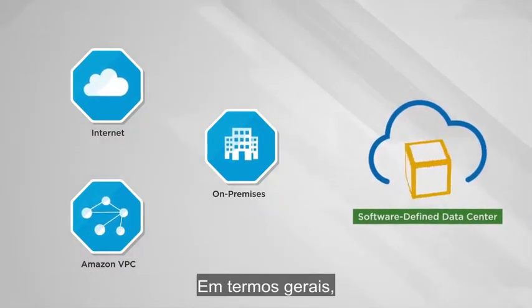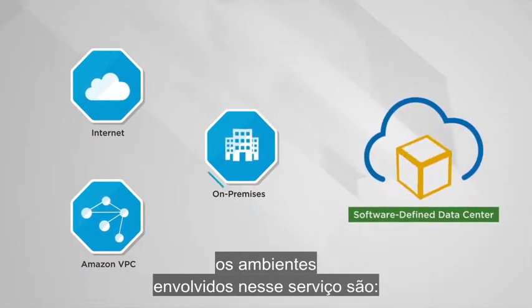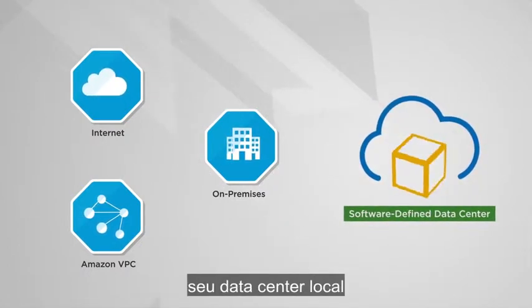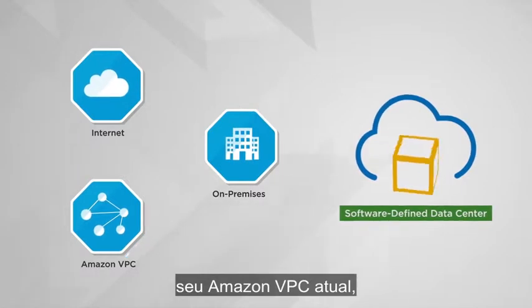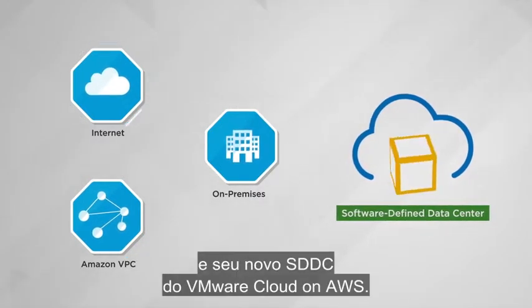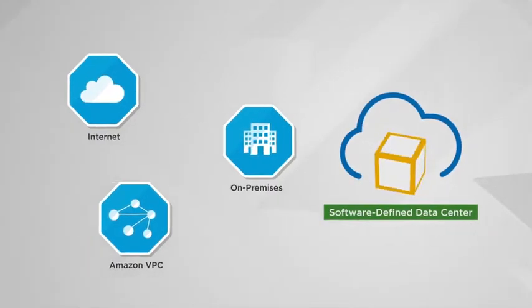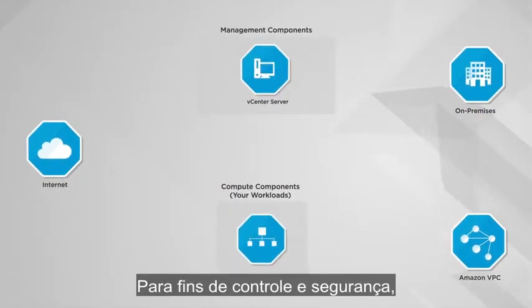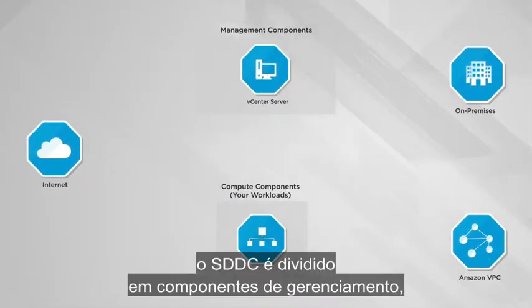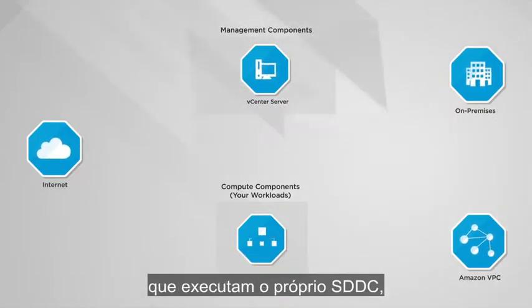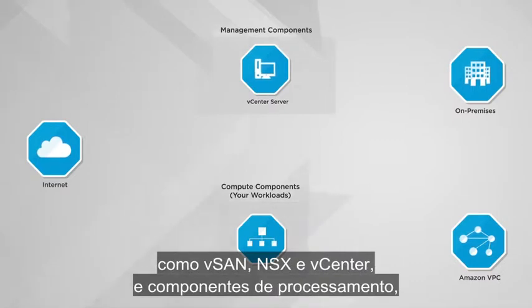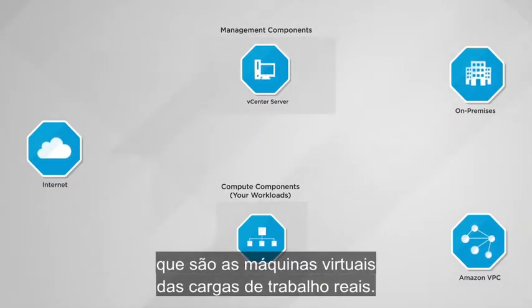At a very high level, the environments involved in this service are your on-premises data center, your current Amazon VPC, the public internet, and your new VMware Cloud on AWS SDDC. For control and security purposes, the SDDC is further bifurcated into the management components that run the SDDC itself, such as vSAN, NSX, vCenter, and your compute components, which are your actual workload virtual machines.